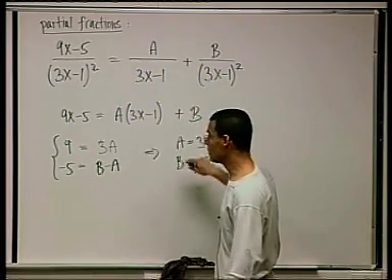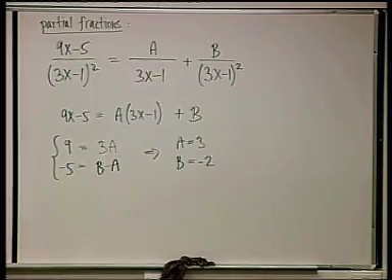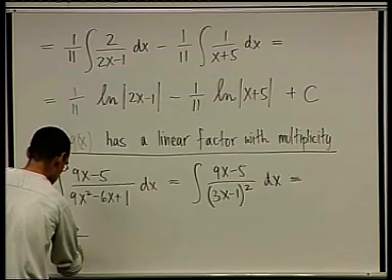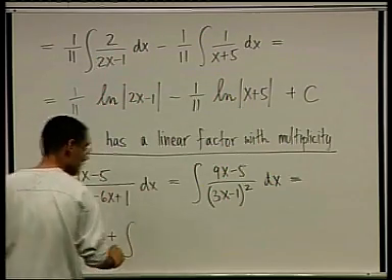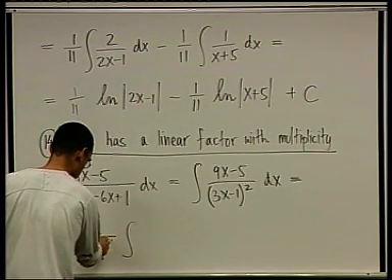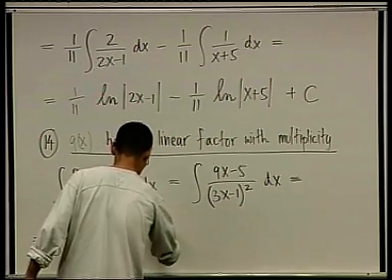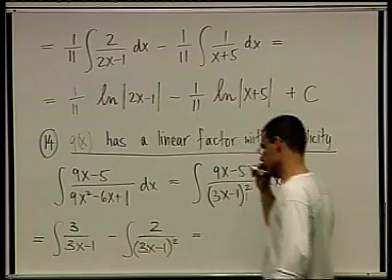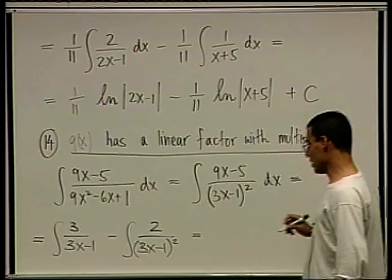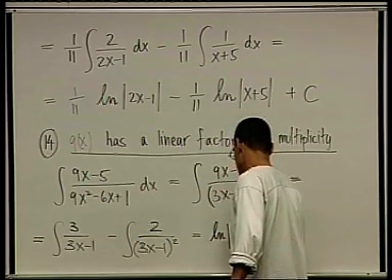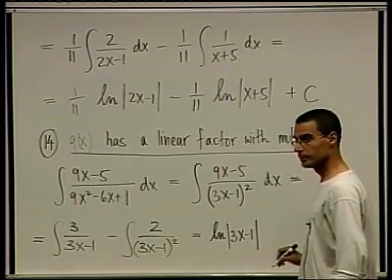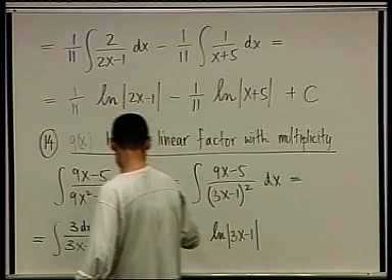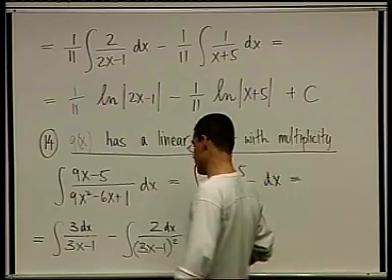Okay, so let's go back to the other board and rewrite it like this. So this equals the integral of 3 over 3x minus 1, plus the integral of, well, minus the integral, b was negative 2, minus the integral of 2 over 3x minus 1 squared. Okay? And now, the first one is ln of absolute value of 3x minus 1. I forgot the dx's, right. We can throw them in. Remember, for us, it's just part of the notation. Okay?